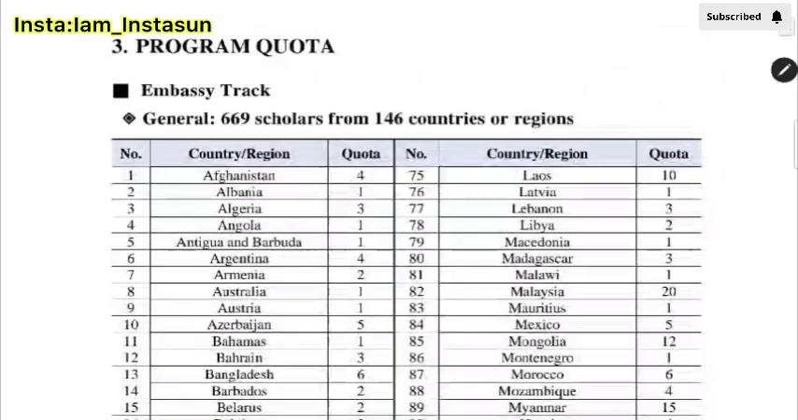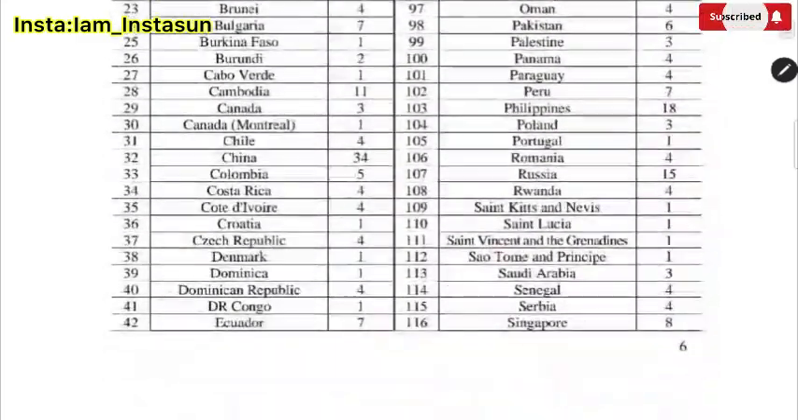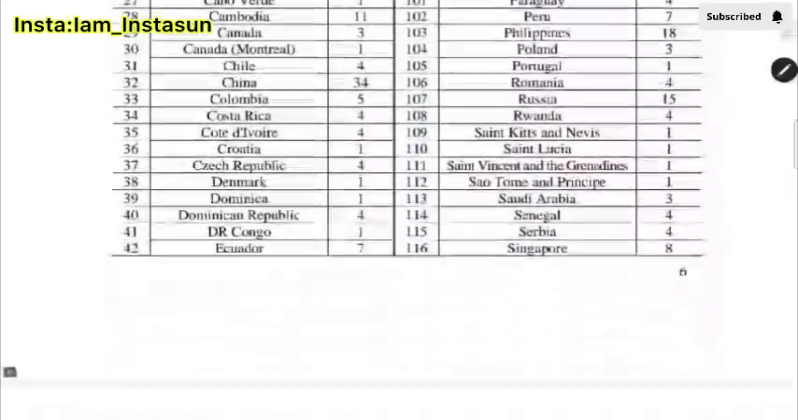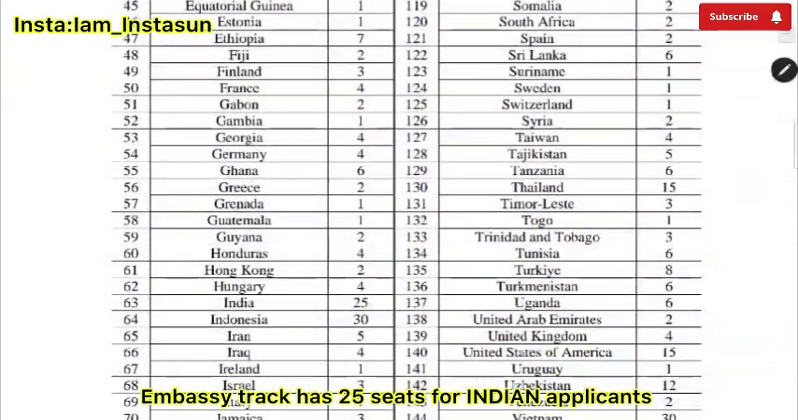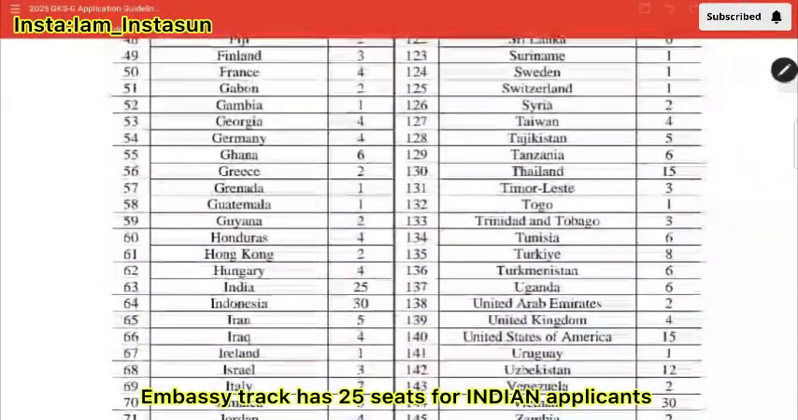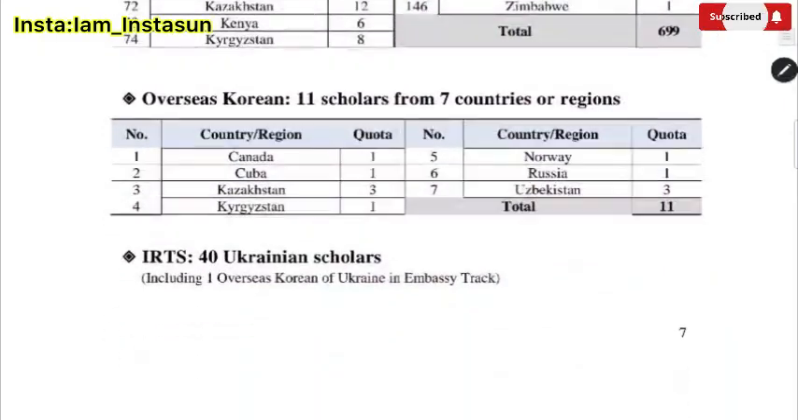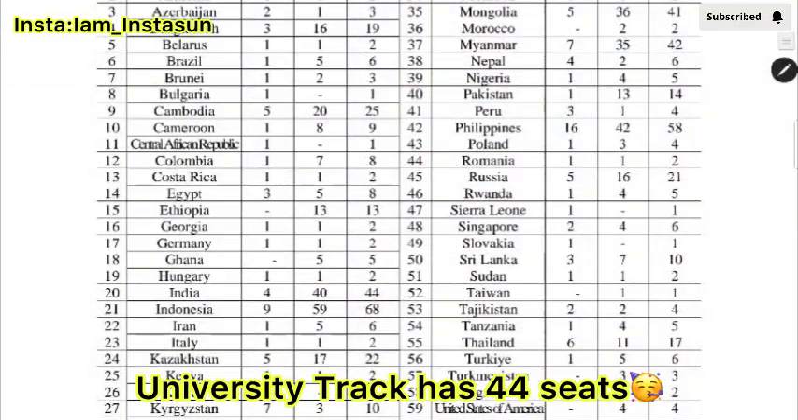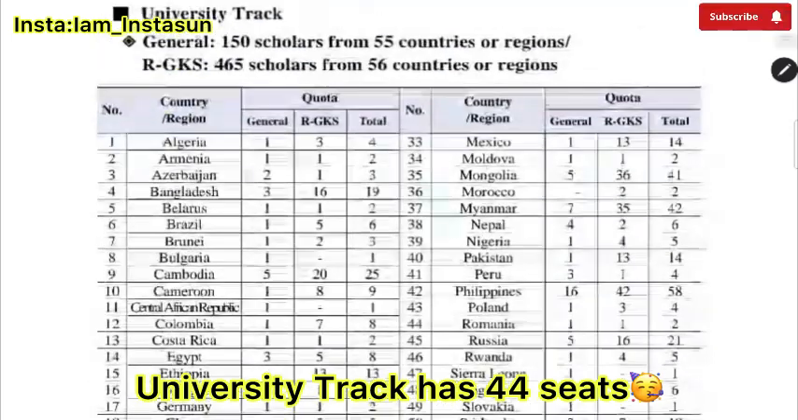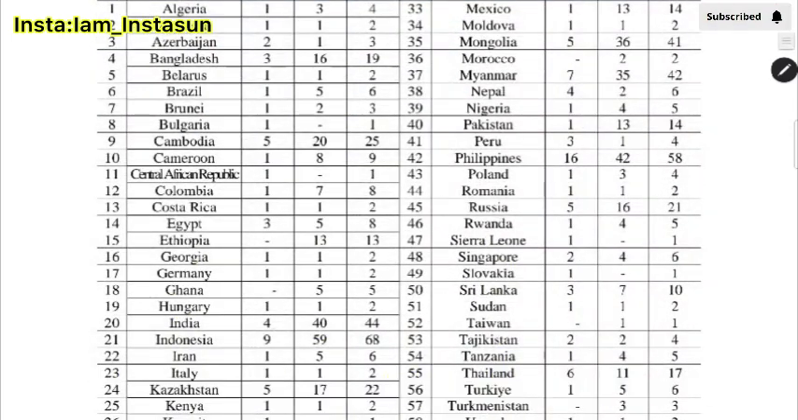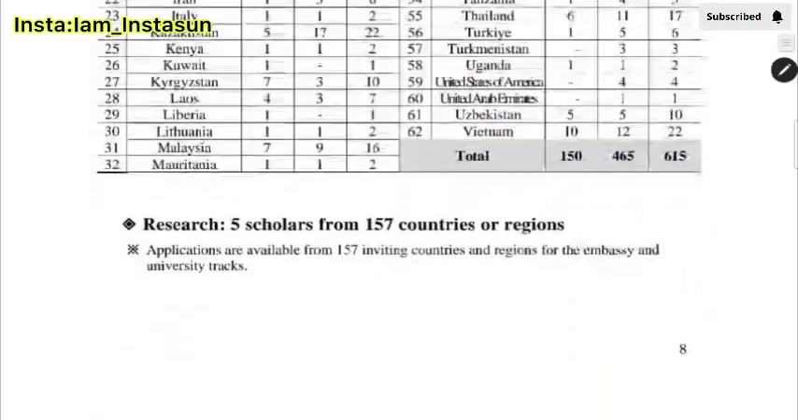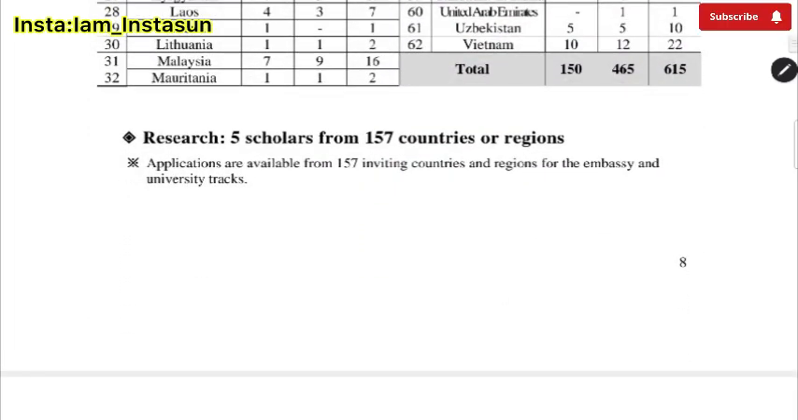So this time from embassy track, I will go for India, of course. India got 25 seats in embassy track, and in university track this year India got 44 seats total, from which general track got 4 seats and RGKS got 40 seats. So total 44 seats, which is a lot. So guys, all the best. You can do it. Okay.